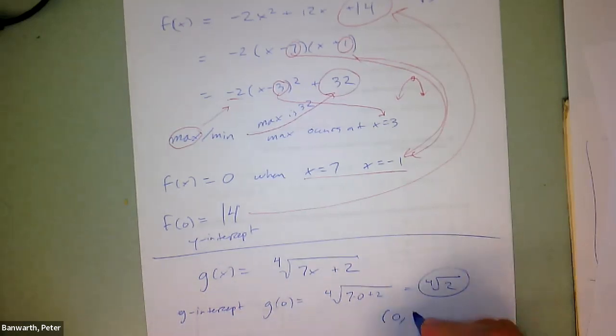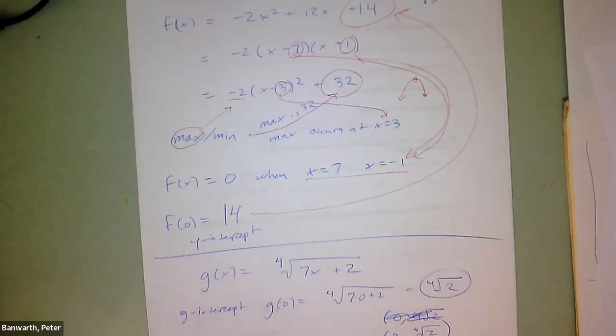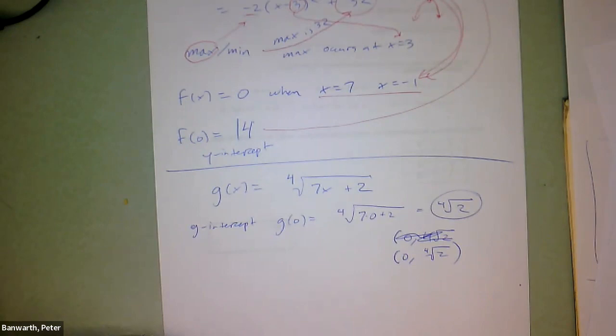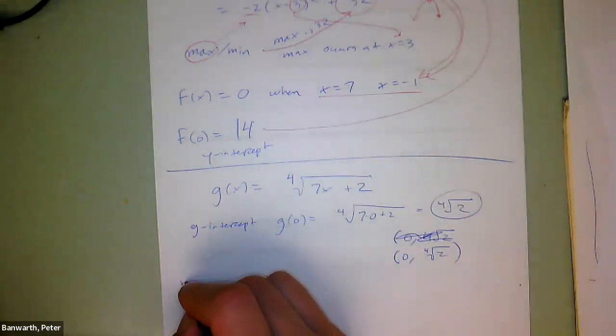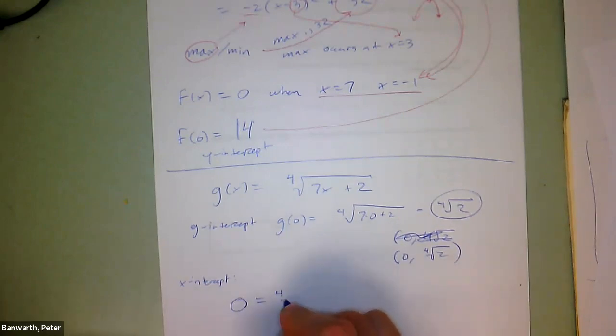So the coordinate point is 0, 4th root of 2, not 4 square roots of 2. And I can find out when my function is 0, so the x-intercept, by setting it equal to 0.